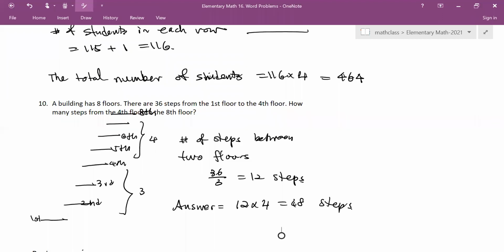And from the picture, I think this is the only way you can get it, right? So first of all, you find the number of steps between two floors, which is the 12 steps. Then you just count how many stairs from 4th floor to the 8th floor. That should be 4 stairs. That's why you have to multiply by 4.